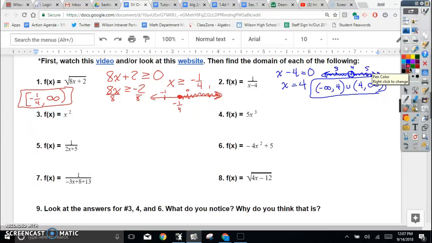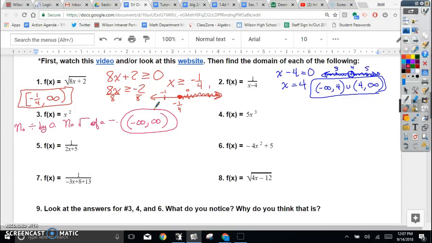Going down here to example 3. There is no division, so no division by 0 is possible here. And no square roots of a negative. Okay? So that means everything's going to work. So when you have all real numbers, we're talking -infinity up to infinity. Nothing to break it up.